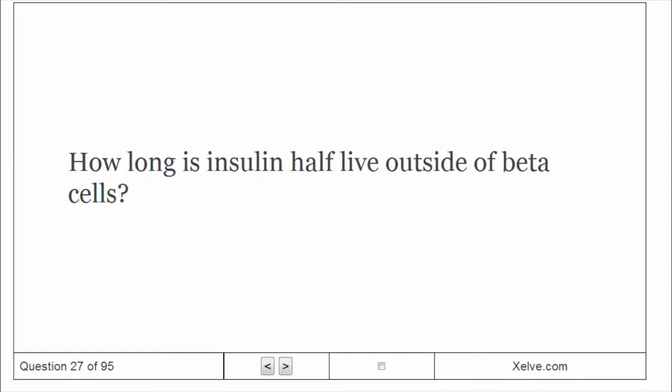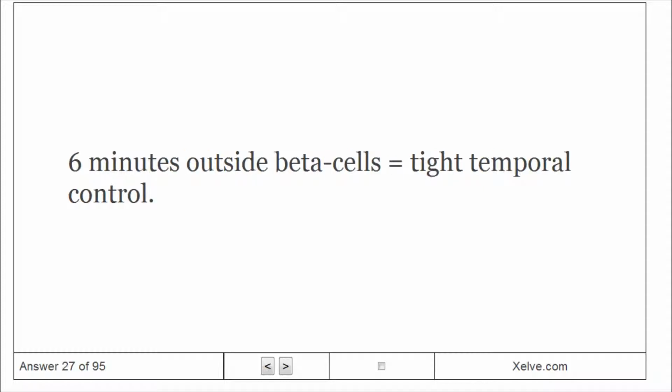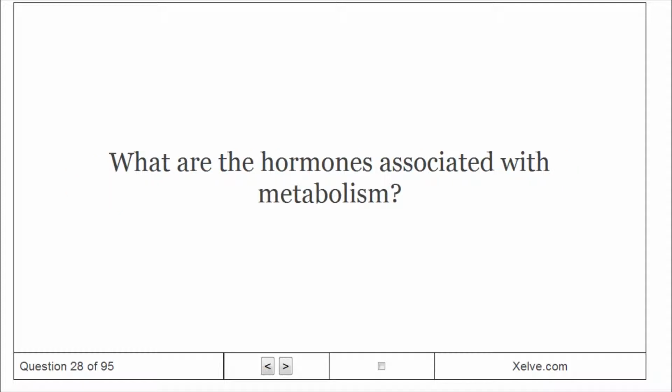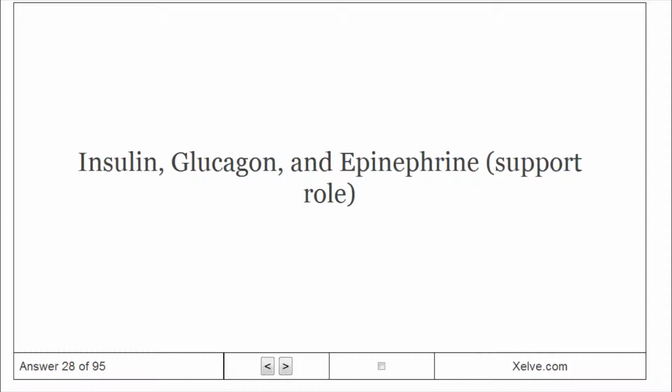How long is insulin's half-life outside of beta cells? 6 minutes outside beta cells equals tight temporal control. What are the hormones associated with metabolism? Insulin, glucagon, and epinephrine.